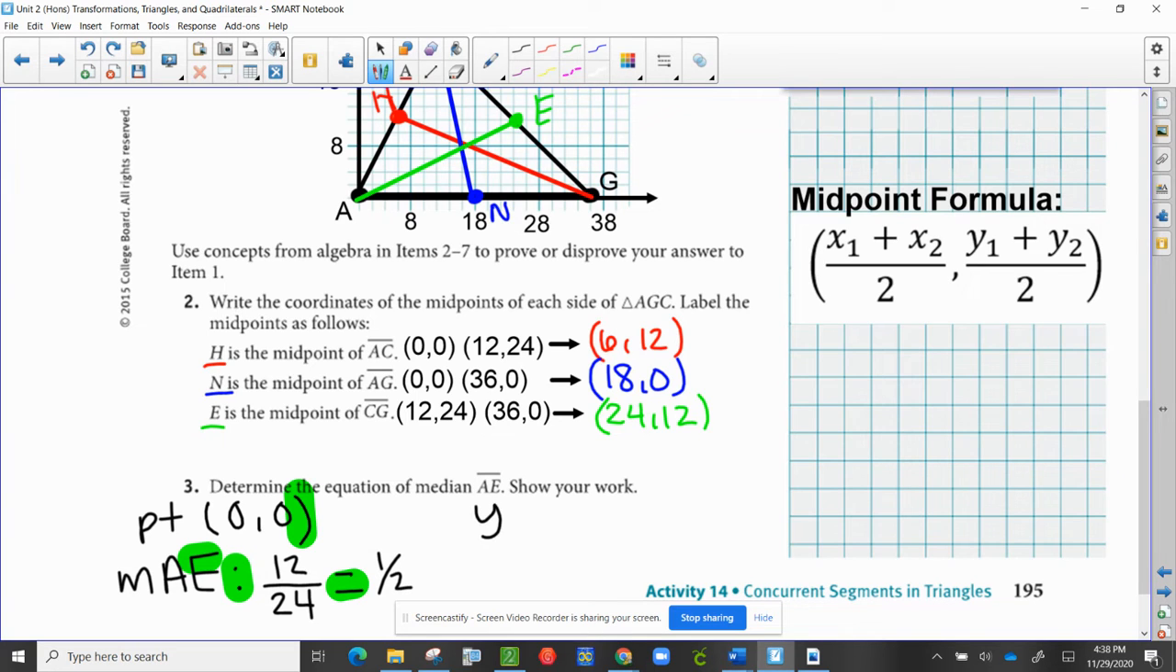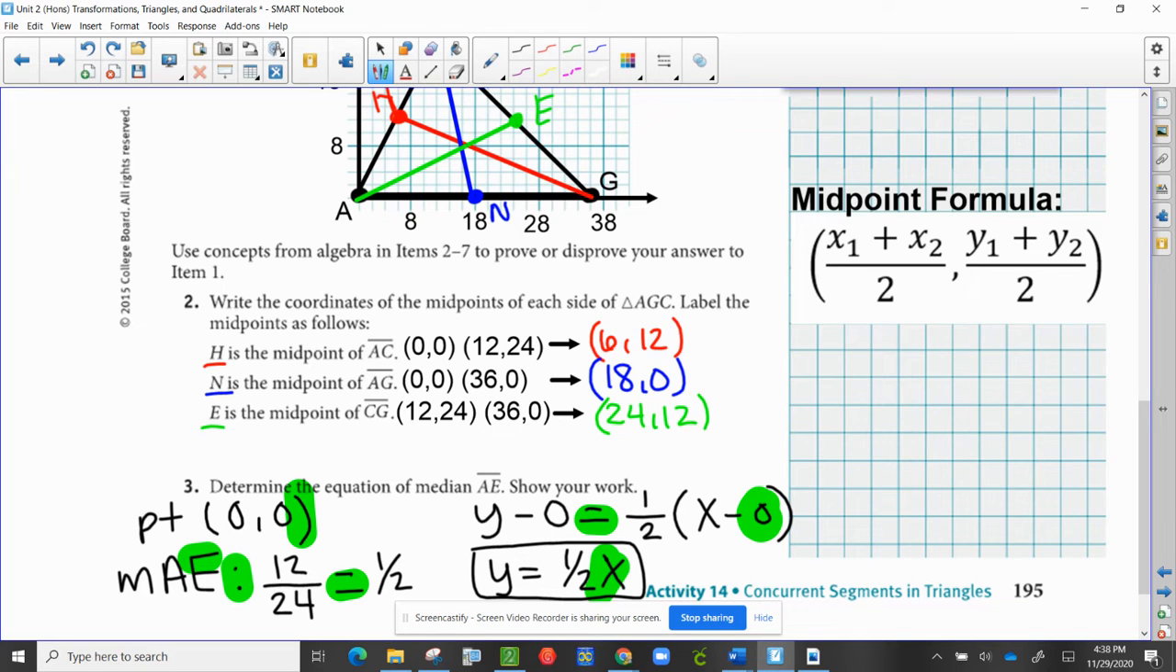So if I'm going to write the equation, remember point slope form would be y minus y1 equals my slope times x minus x1. So since those are zeros, it just ends up being y = 1/2 x.